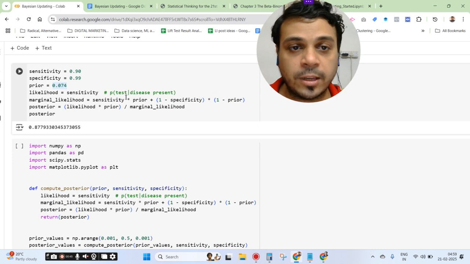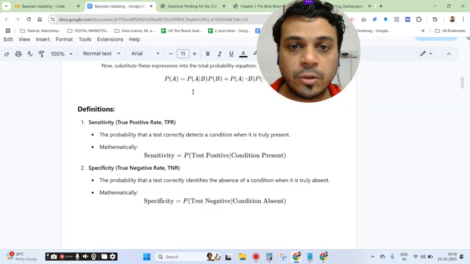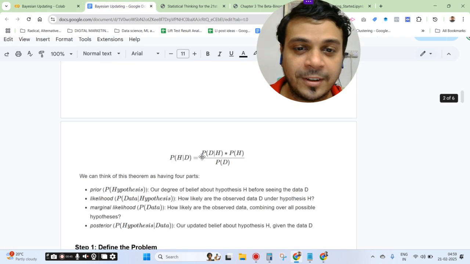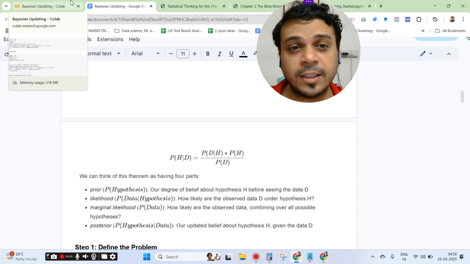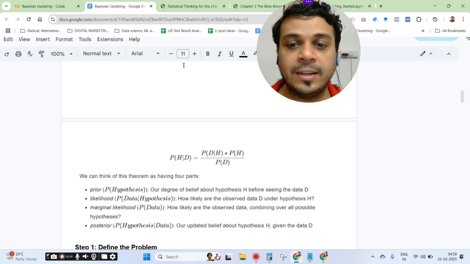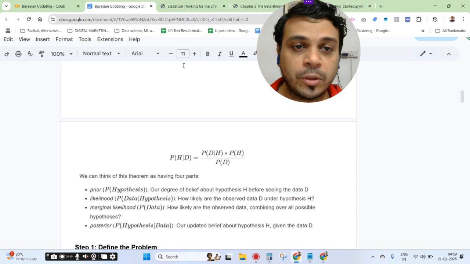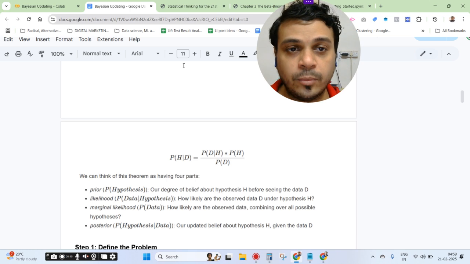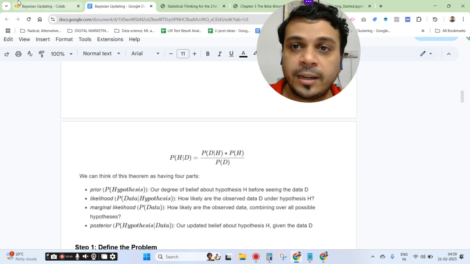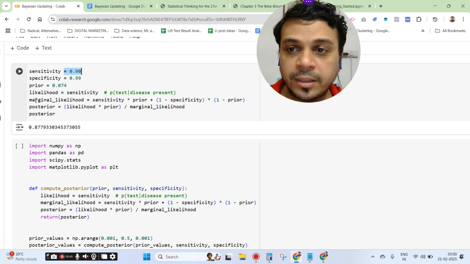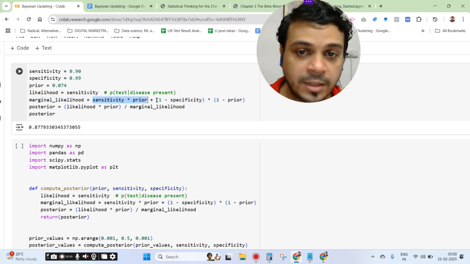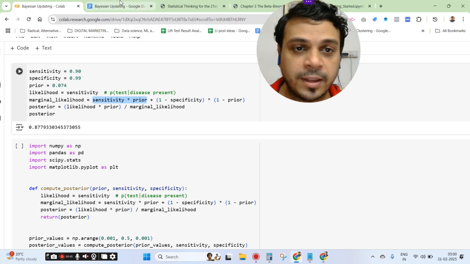So the likelihood in this case is equal to the sensitivity. We already saw the likelihood from the Bayes theorem equation. In this case, it is equal to the sensitivity, and that makes sense. What is the most likely data given the hypothesis? That's the likelihood, what the data is going to show. That likelihood is basically taken as the sensitivity. And then you have the definition of marginal likelihood. So the marginal likelihood is sensitivity into prior plus 1 minus specificity into 1 minus prior.